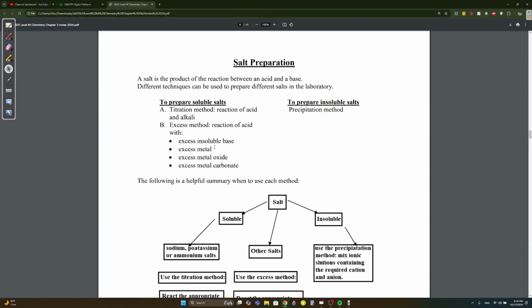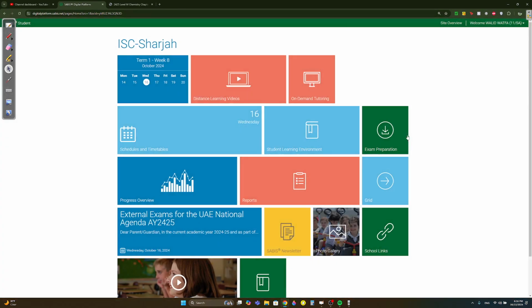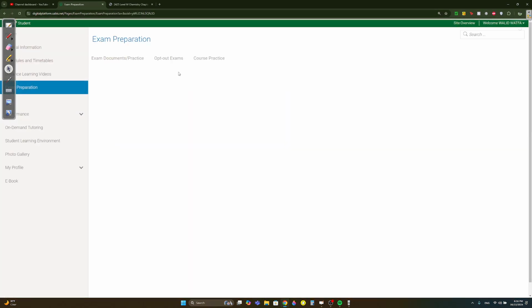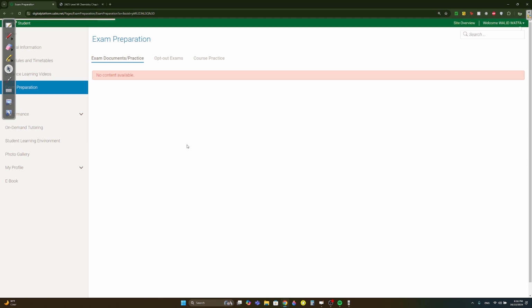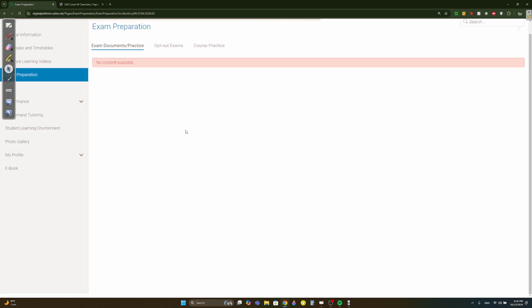Okay, this is chemistry, term 1, week 8. Basically, it's the same as last week: acids, bases, metallic oxides, amphoteric, all this.